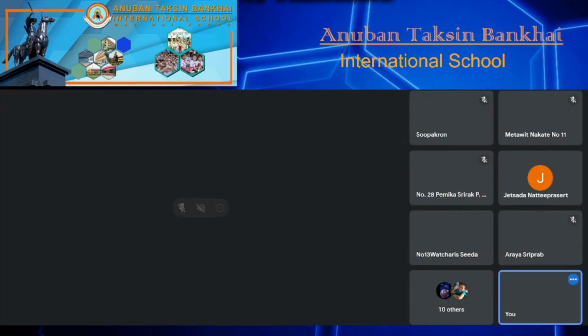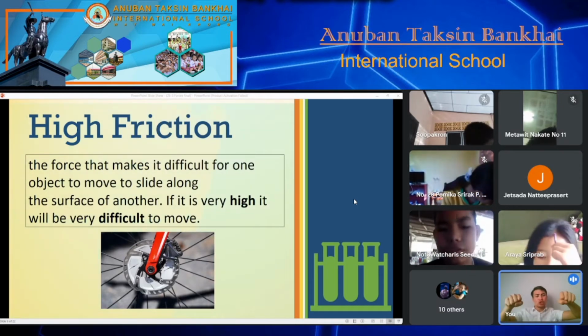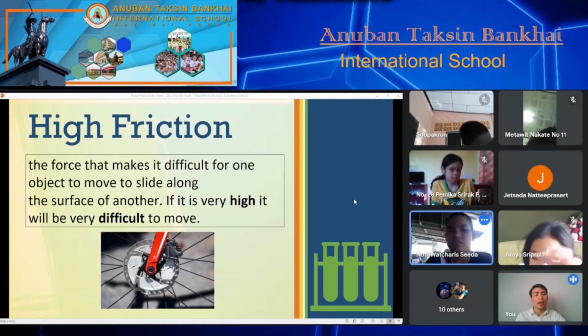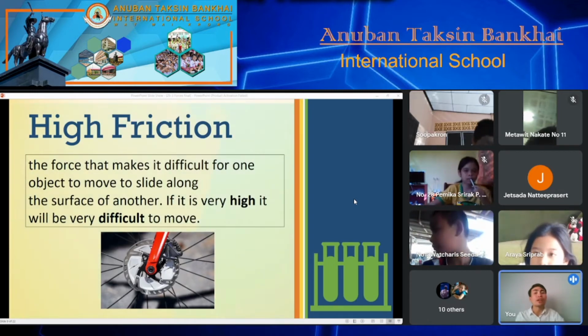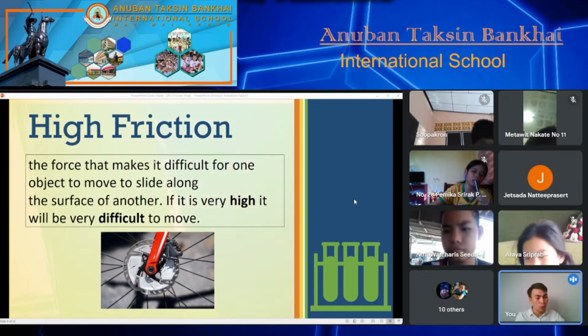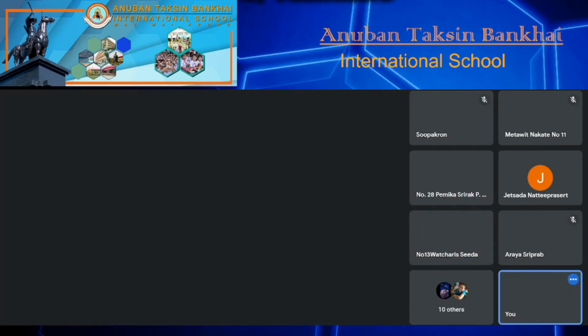Can you go fast or slow if you press the brake of the bike? Slow. Okay, so it means high friction area, high friction can go slow. Understand? High friction, you can go slow. Okay, next, low friction. What happens if there's low friction? The object can be moved easily because the resistant force is very low.